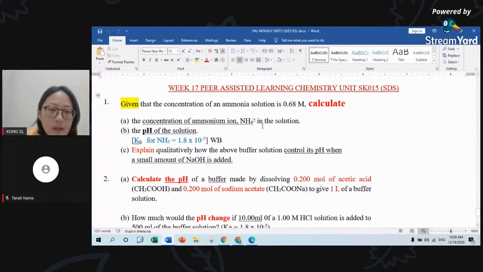Once you find the concentration of ammonium, it will help you to find the pH of the solution, because through the ICE table you can get some hints. The Kb value is given, so this double confirms this is a weak base, because only weak acid and weak base have the Ka or Kb value. And part C, explain qualitatively how the above buffer solution controls its pH when a small amount of sodium hydroxide is added. So let's check the explanation later. Okay, now we go for the answer.